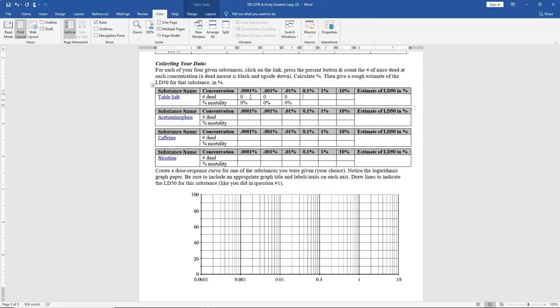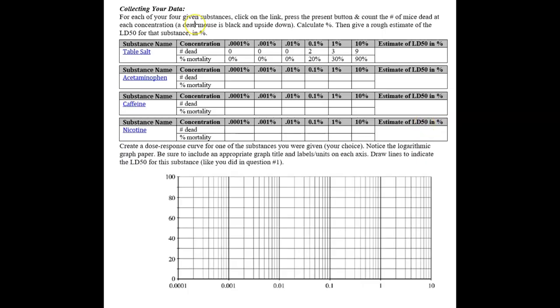Once we get to 0.1%, however, there was a 20% mortality. And so, because there was 10 mice, that would mean that 2 are dead. When we get to 1%, there was a 30% mortality. Since there was 10 mice, that would mean 3 were dead. And when we get to 10%, there was a 90% mortality. Out of 10 mice, that would mean 9 are dead.